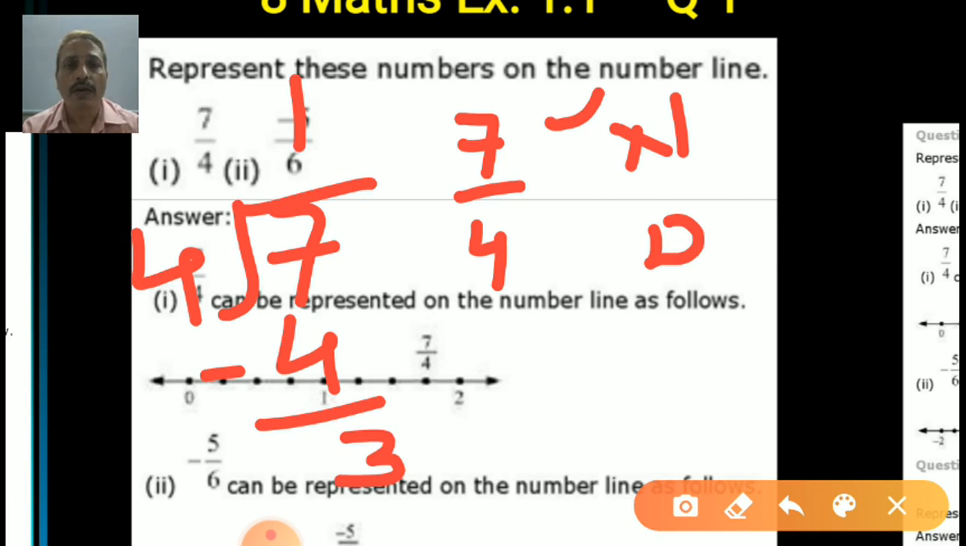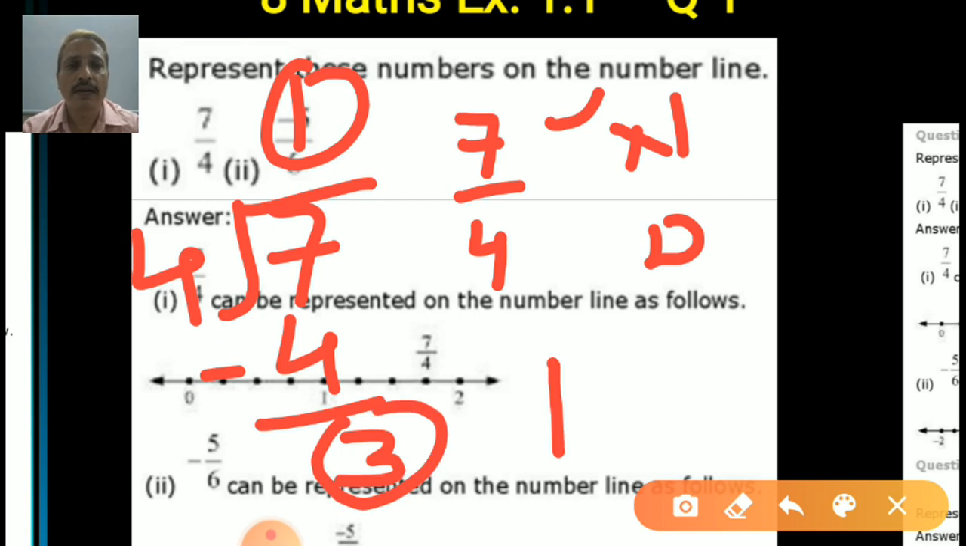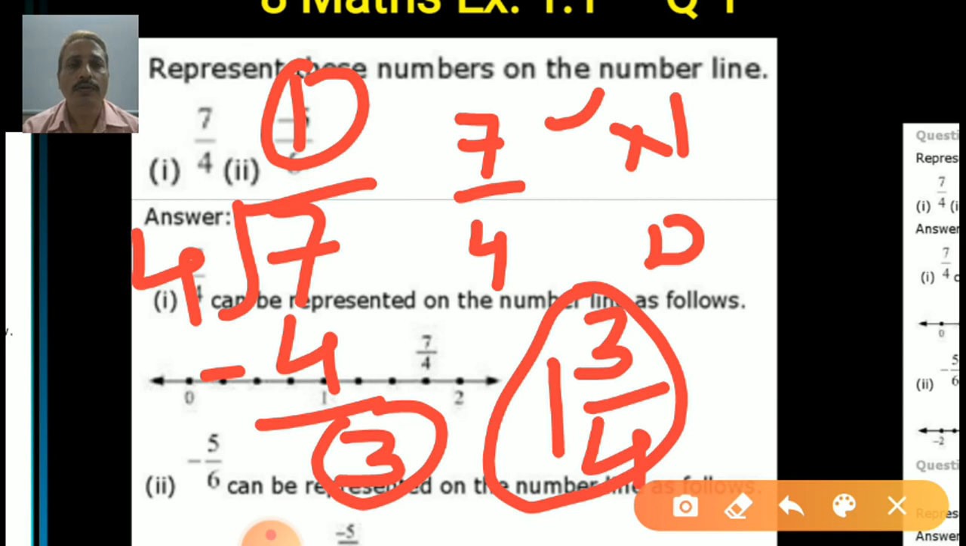Now what will be the answer? The quotient, we have to write 1. That's the integer part. And then the remainder will come as the numerator, that will be 3, and the denominator remains as it is. Now I got 1 and 3 upon 4. In place of 7 upon 4, I can write 1 and 3 upon 4.